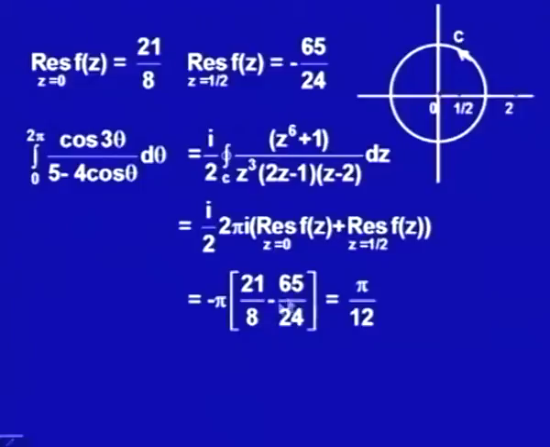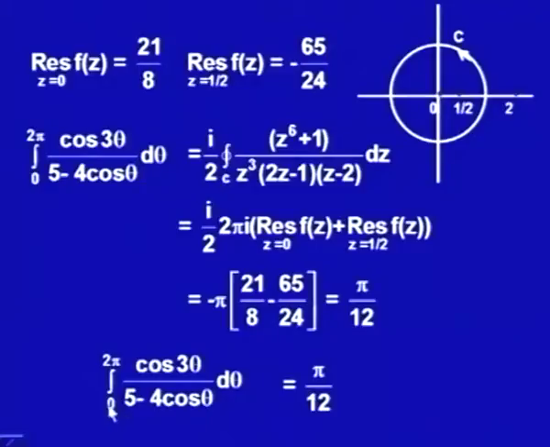If we make it a common denominator, this would be 63 by 24 minus 65 by 24, that is we are getting minus 2 by 24. This i and i would give minus 1, 2 gets cancelled out. So, I am getting minus pi outside. Here I am getting minus 2 upon 24, that is pi by 12. So, finally, we have got the answer that the integral from 0 to 2 pi of cos 3 theta upon 5 minus 4 cos theta d theta is pi by 12.